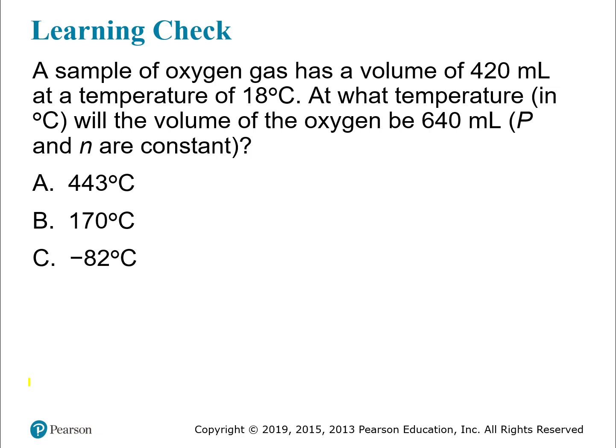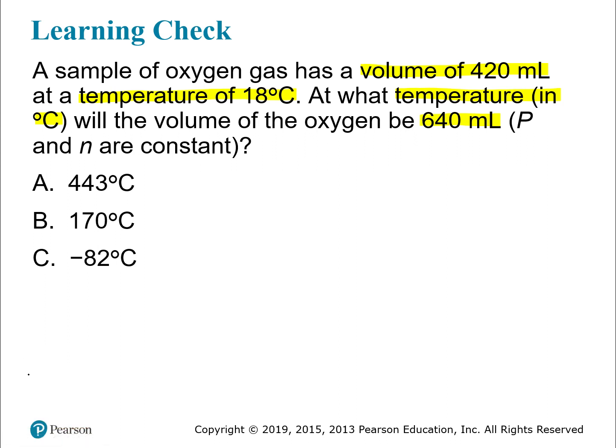We've got a sample of oxygen gas. It has a volume of 420 milliliters and a temperature of 18 degrees Celsius. What temperature in Celsius will the volume of the oxygen be 640 milliliters? And we're keeping pressure and amount of gas constant.